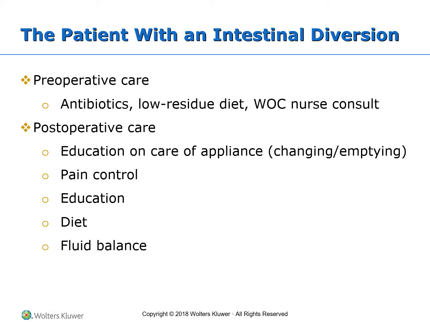Patients, if they do have a diversionary device, then they will need to avoid foods that are cellulose-based, which would be like nuts and seeds. And then you'll want to talk to them about diet if they're going out to eat, how they can reduce gas in their appliance.